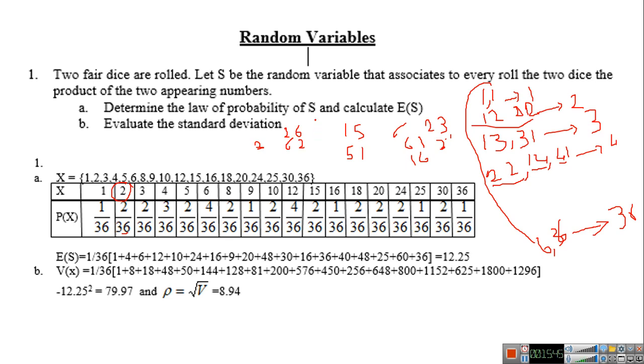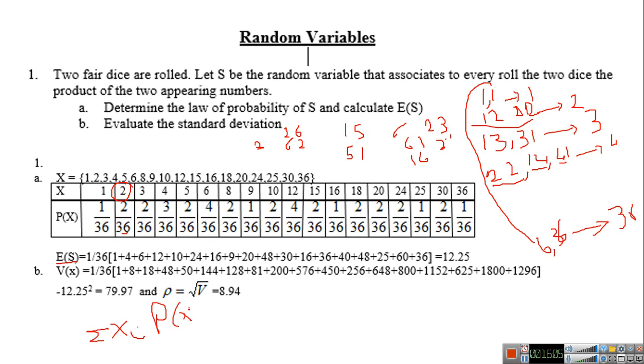Okay, 4, 3, 3, 4, etc. So if you make the sum of all of these, you're going to get what? 1. And if you want to find the expected value, what do you expect? You do 1 times 1 over 36 plus 2 times xi, it's summation xi p of xi.